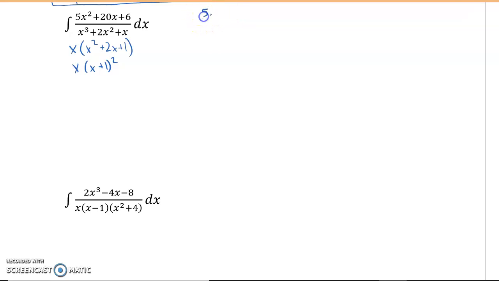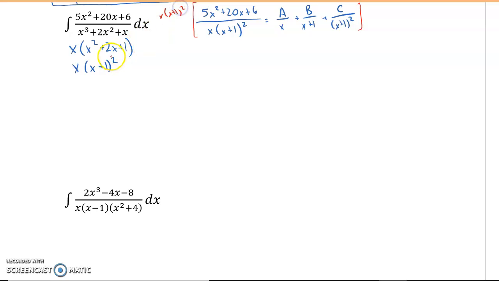So we have our original fraction with the denominator in factored form is equal to A over x plus B over x plus 1 plus C over x plus 1 squared. Remember, the repeated factor gets repeated fractions. So we're going to defractionate this by multiplying both sides by that denominator, x times x plus 1 squared.